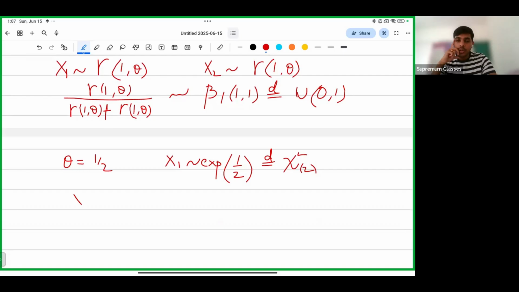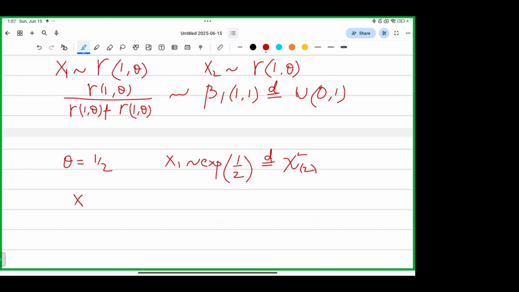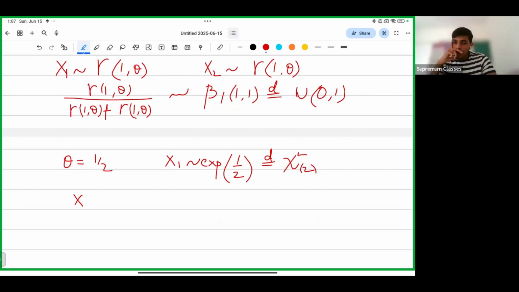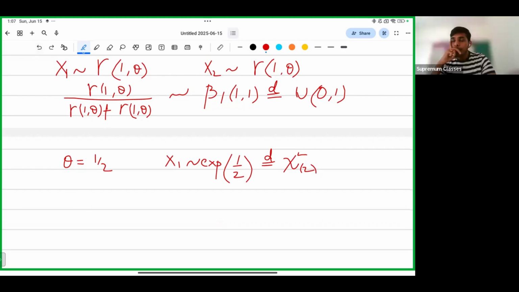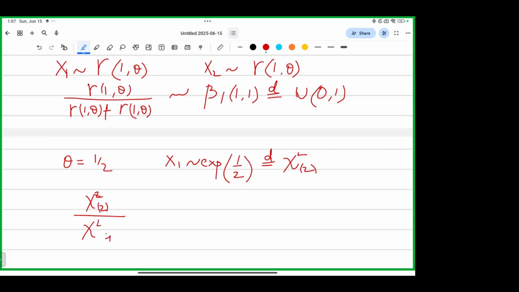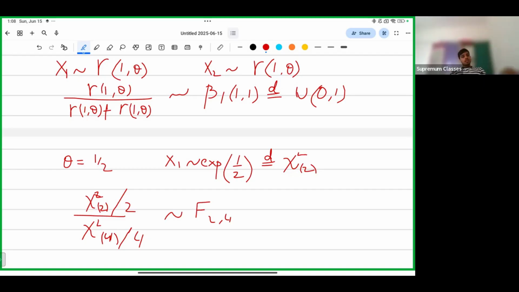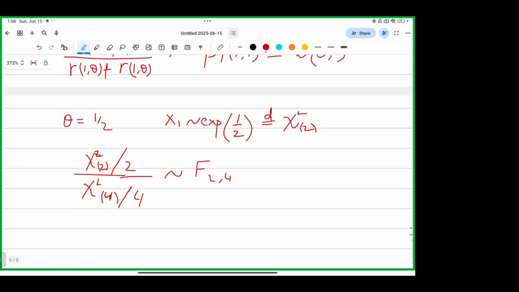Do you know what is the ratio of chi-squares? F distribution. So this would be F2 comma 4. No, that would not be F2 comma 4, because we would have to divide by the degrees of freedom as well. So you're suggesting chi-square 2 over chi-square 4. In the given scenario, this would be half of F2 comma 4, right?